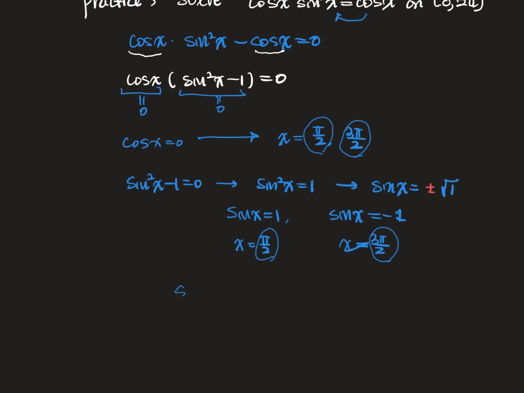So all put together, the solution set is x equals pi over 2 and 3 pi over 2. Let's you solve this trigonometric equation.